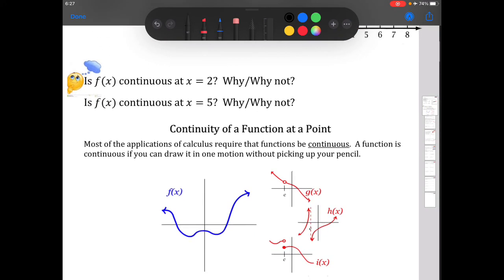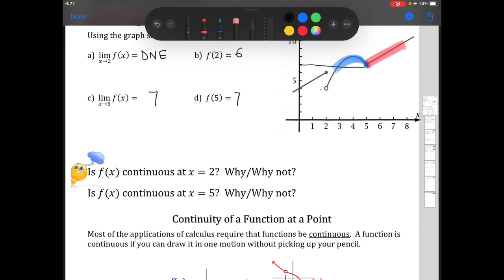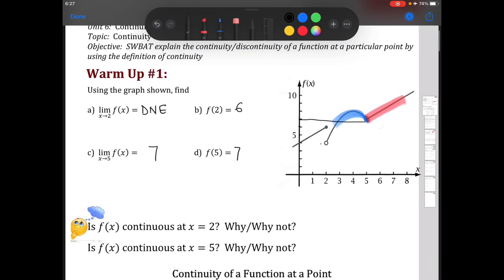So now what are we doing today? Is f of x continuous at x equals 2, yes or no? So there are some parts to it. So at x equals 2, what is happening? If I was to sketch this, I'm going to take a highlighter. If I was to sketch this, do I have to pick up my pencil? I had to pick up my pencil and then continue sketching my graph. So it is not continuous. So we'll write no.